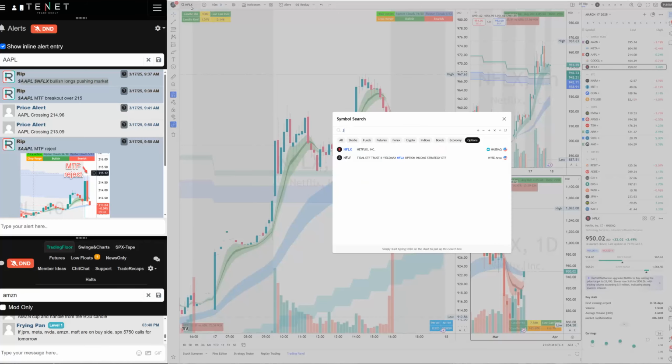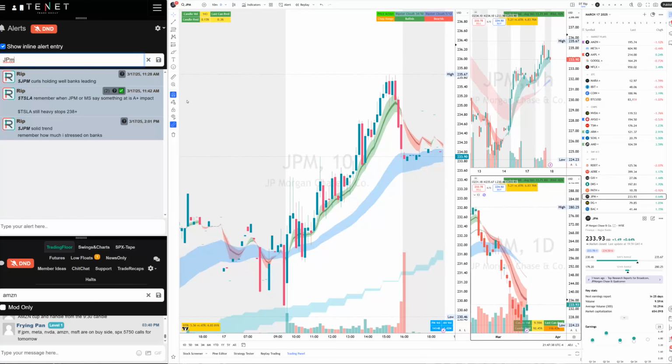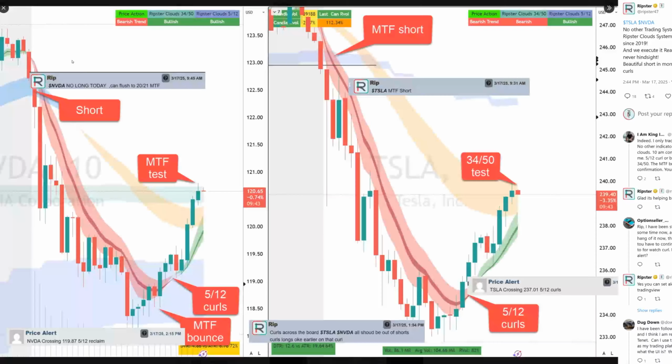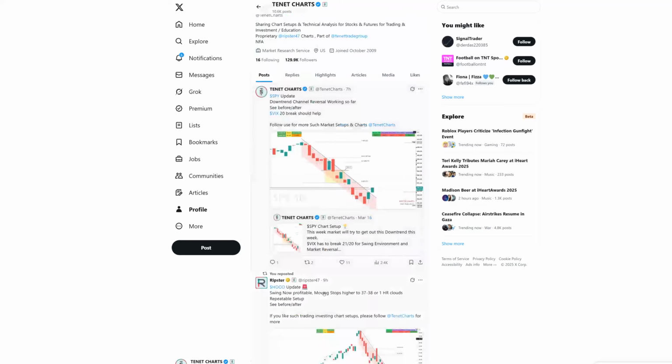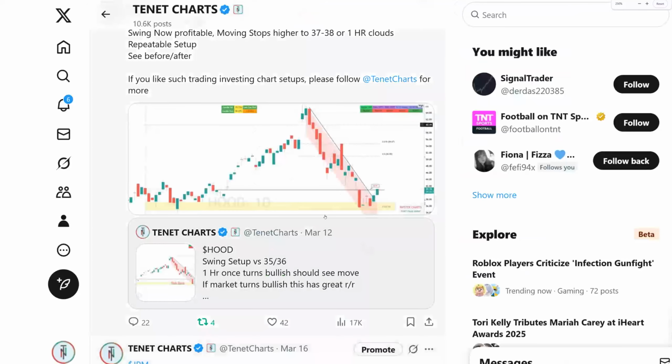All right, next one we're going to look at is JP Morgan. JP Morgan was one of our beautiful trades in the community. I also posted on JP Morgan. Let's see if I can show you guys the chart that I posted. I think I posted it yesterday. You see that market reverses, look for banks to join the party.